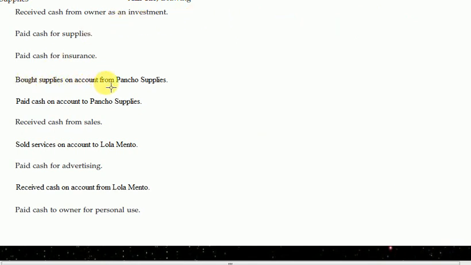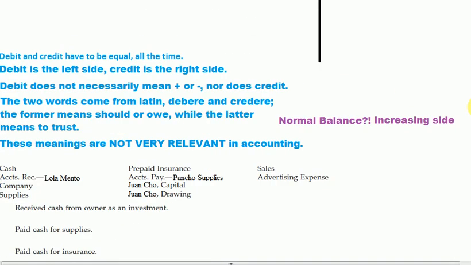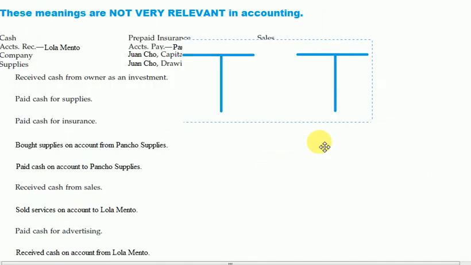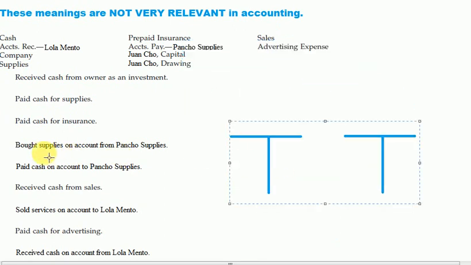Bought supply on account from Bancho Supply. Okay, now this one is a little bit different. Here we see we bought supply on account. On account tells us that cash is not involved. When you buy something on account, you are acquiring the goods without paying cash at the moment. It doesn't mean that you don't have to pay. You will have to pay at a future time. Future cash payment is involved.